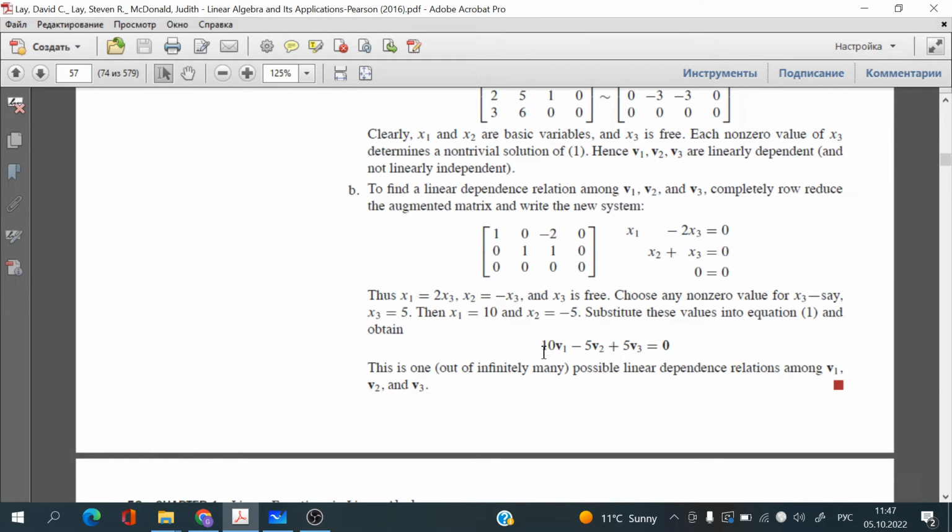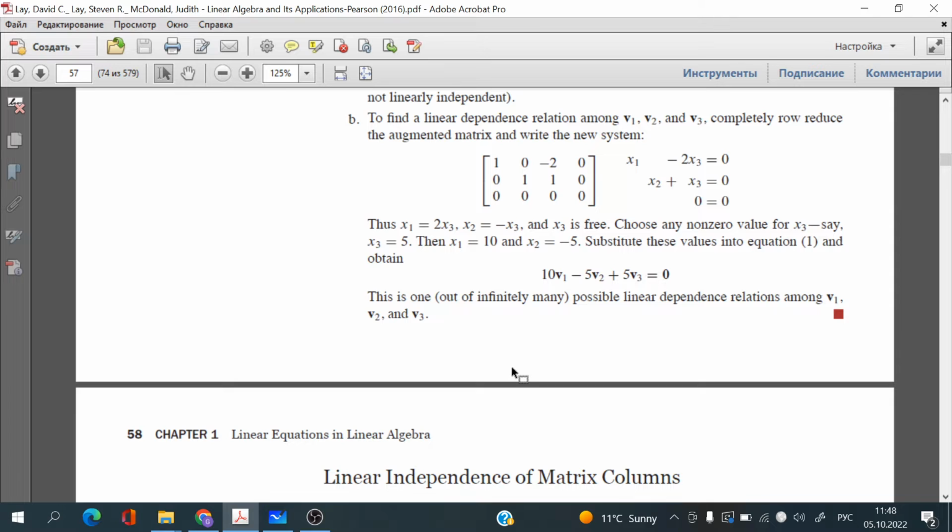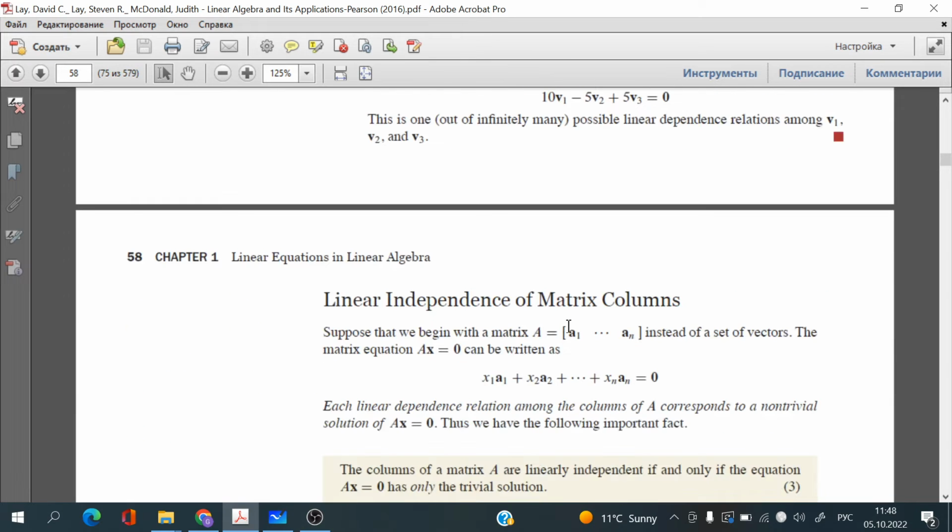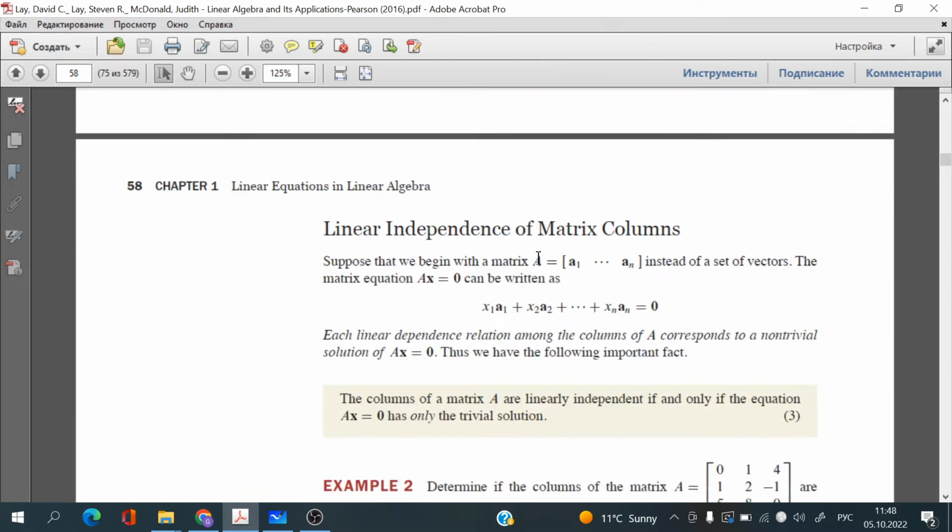So we're going to get 10v1 minus 5v2 plus 5v3 equals 0. This is one of infinitely many possible linear dependence relations among our vectors v1, v2, and v3. So this is very important, guys. Now let's consider linear dependence of matrix columns.